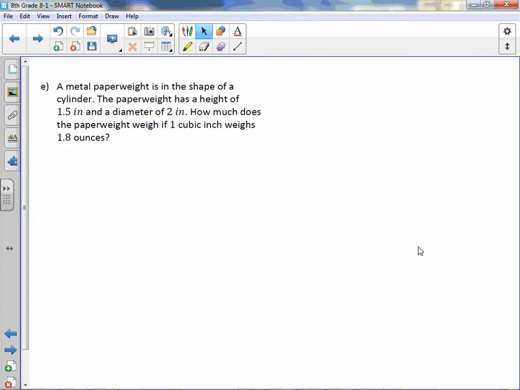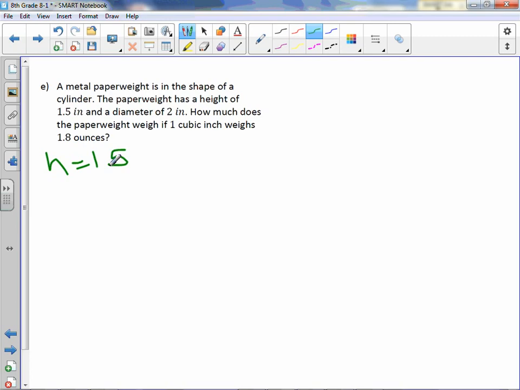A metal paperweight is in the shape of a cylinder. The paperweight has a height of 1.5 inches and a diameter of 2 inches. How much does the paperweight weigh if 1 cubic inch weighs 1.8 ounces? So we know the height is 1.5, and we know the diameter is 2. Well, we need the radius, and the radius is half of the diameter. Half of 2 is 1. First thing we need to do is figure out the volume.